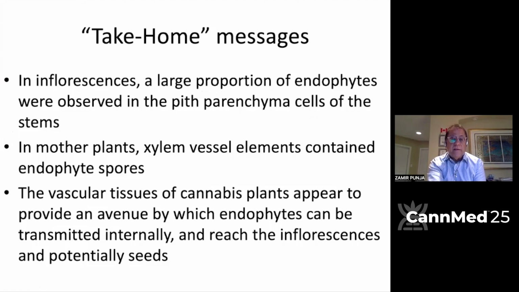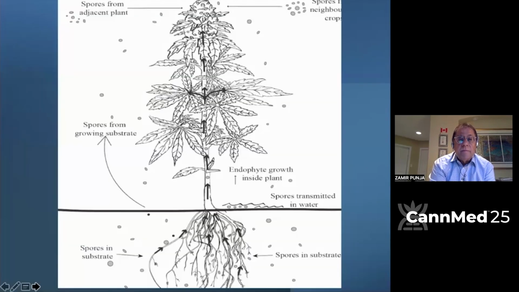So basically, the summary here is the vascular tissues of cannabis plants appear to provide an avenue by which endophytes can be transmitted internally and potentially reach the inflorescences and the seeds. And there have been a number of studies that have shown seeds do indeed have a large number of endophytes, and possibly they originated through the xylem tissues. So here's the idea then, a summary. These arrows pointing upwards show the progression of endophytes within the plant, potentially moving all the way up into the inflorescence and colonizing those tissues.